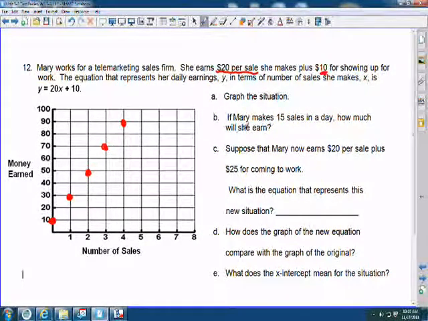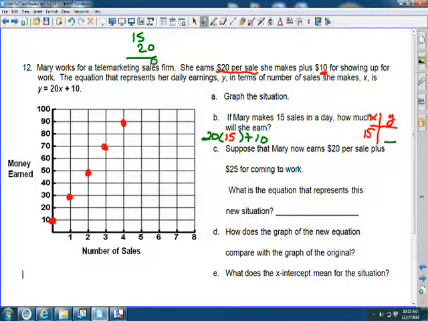Now it says, if Mary makes 15 sales in a day, how much will she earn? You can go in the calculator and look and see where x is 15. What is y? You can also do 20 times 15 plus 10. Well, let's see, what is that? 15 times 20. That's 310.